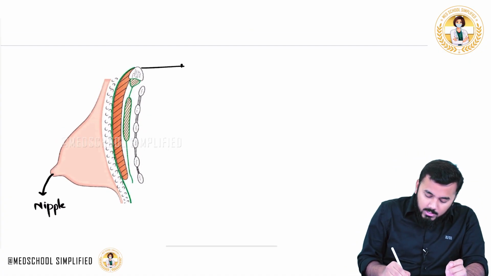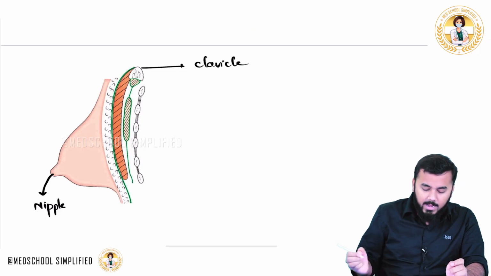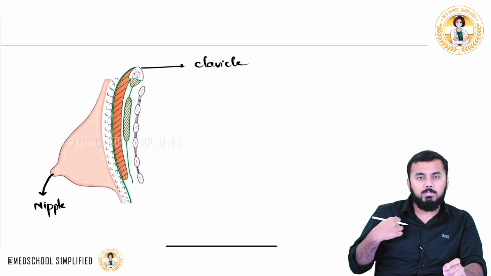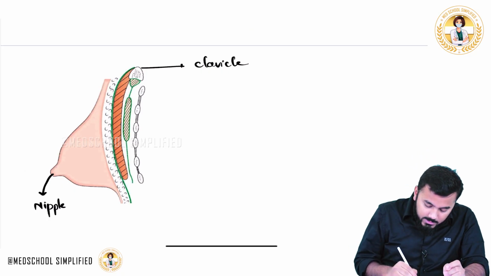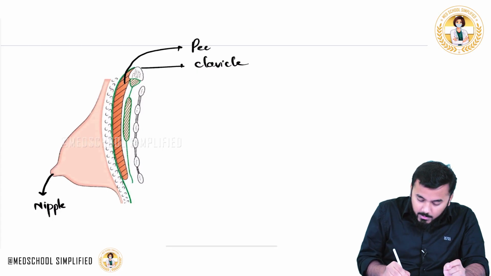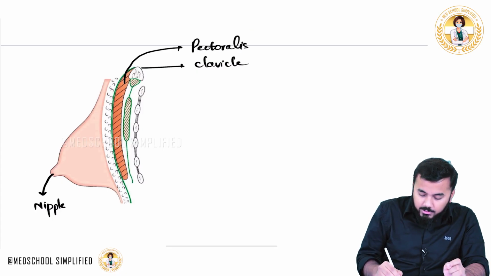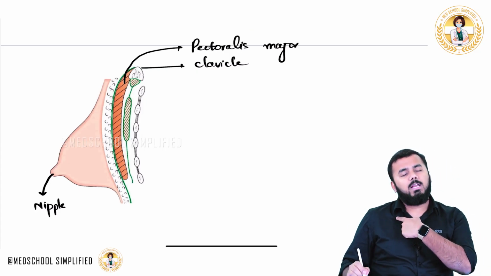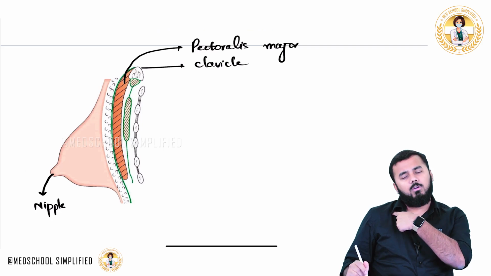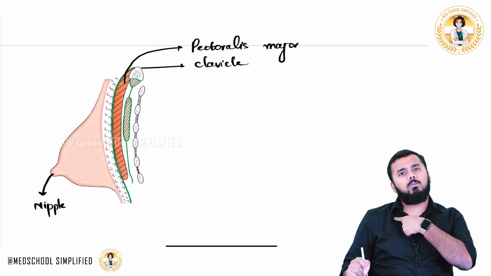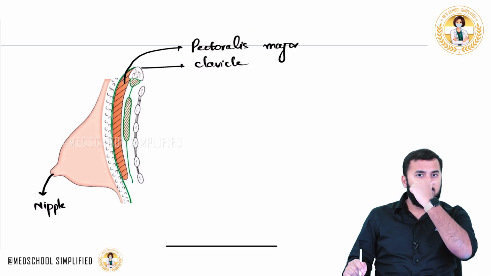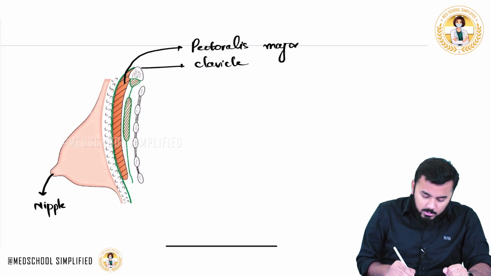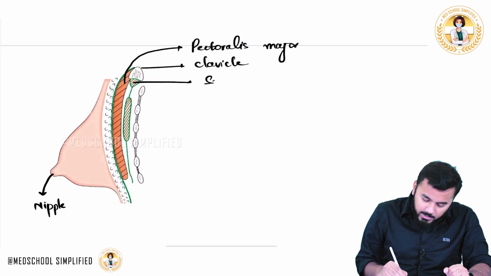So this is your clavicle. In front of the clavicle, what is the muscle I have here? That is pectoralis major. So this muscle over here is my pectoralis major. Next important thing, I told you that below the clavicle, attached to the inferior surface of the clavicle, you have got a muscle called subclavius. Sub means below, clavius means clavicle. It is below the clavicle, so subclavius. So this muscle here is called subclavius.